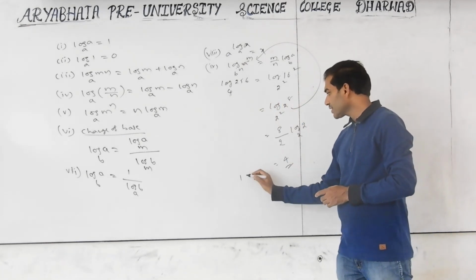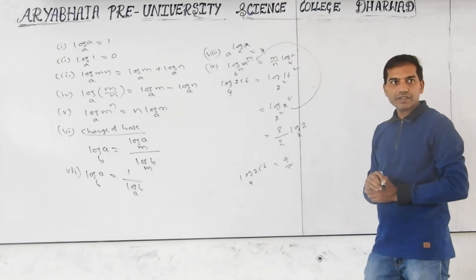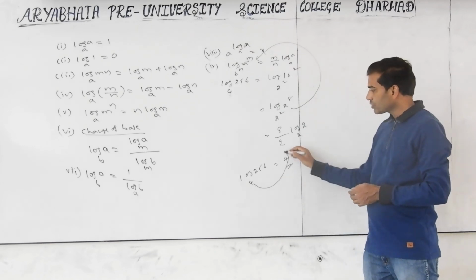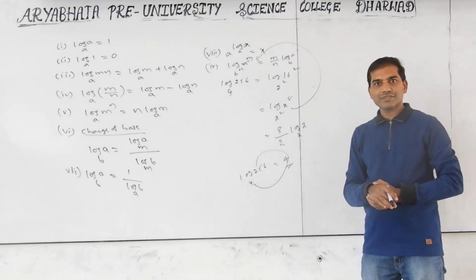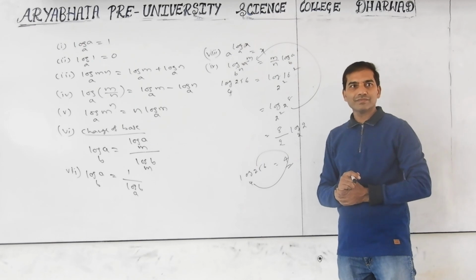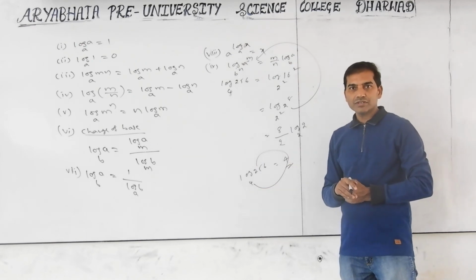Check it. Is it correct or not? How can we verify? By exponential form. 4 power 4 should give 256. Correct or not? Yes. This we have done by using properties, instead of writing directly. Understood?